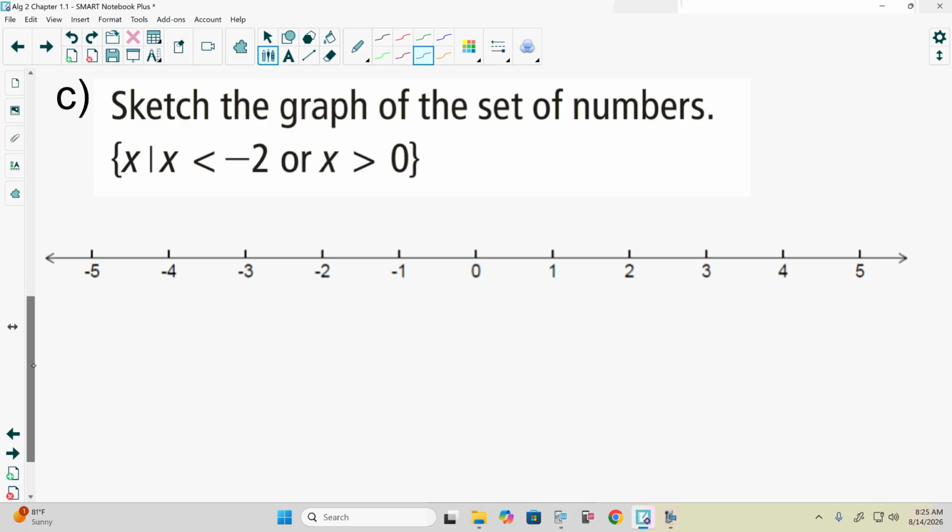Let's see another one of these. For all real numbers x such that x is less than negative 2 or x is greater than 0 is what we're wanting to graph. We can do this one first. X is less than negative 2. Our endpoint here is negative 2. It would be open. It's not equal to it. Now we need to see, do we shade to the left or to the right? We're thinking left. Is negative 3 less than negative 2? Yes.